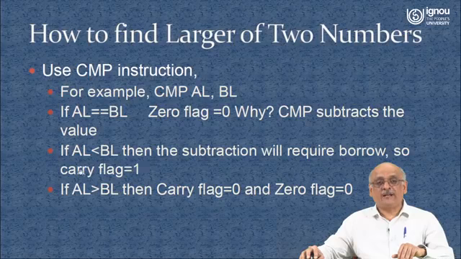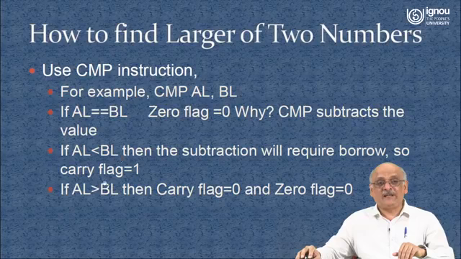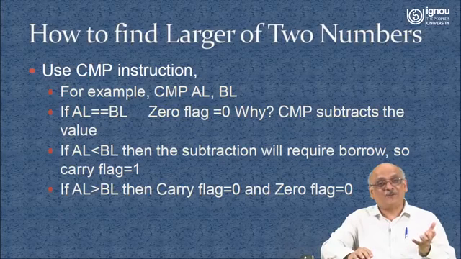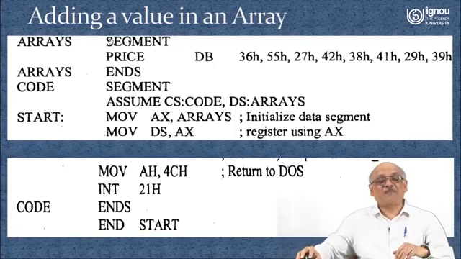So you will find that if AL is less than BL, the carry flag will be set to 1. If AL is greater than BL, no carry is required and the zero flag is 0, right? So both will not be set. This is how we recognize whether AL is equal to BL, or AL is less than BL, or AL is greater than BL. That is the simple form of the instruction, and how we use it makes things very, very interesting.